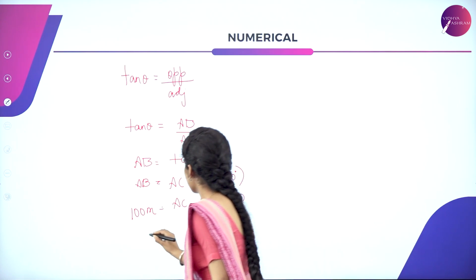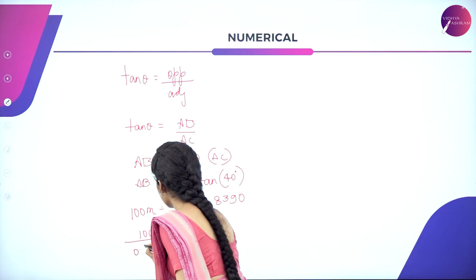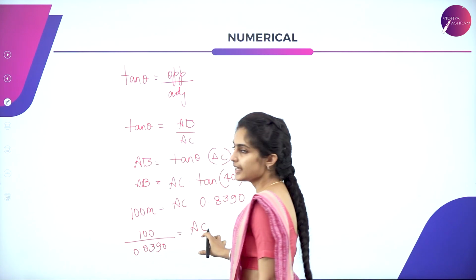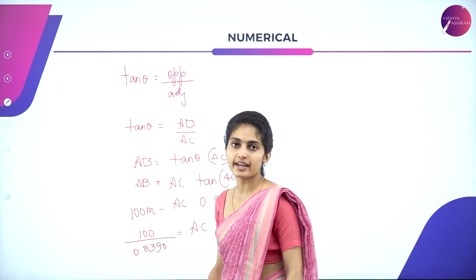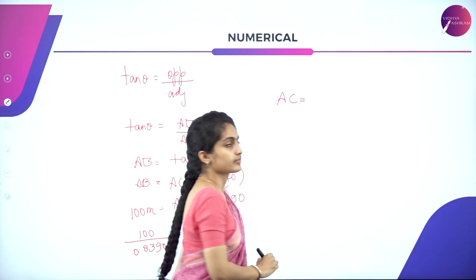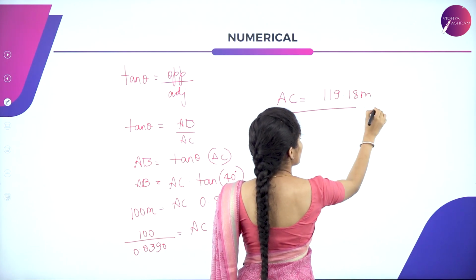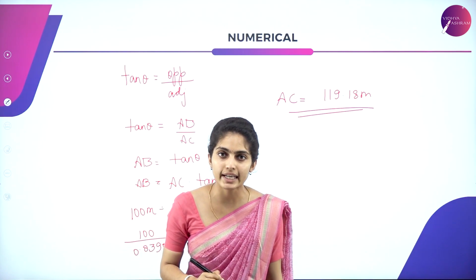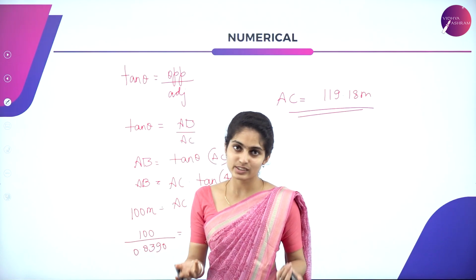So tan 40 degrees is 0.8390. So 100 divided by 0.8390 is equal to AC. AC is the distance which we have to measure. So on simplifying this, we get AC, the distance, as 119.18 meters. So this is how you calculate. See now, the numerical is very much easier.